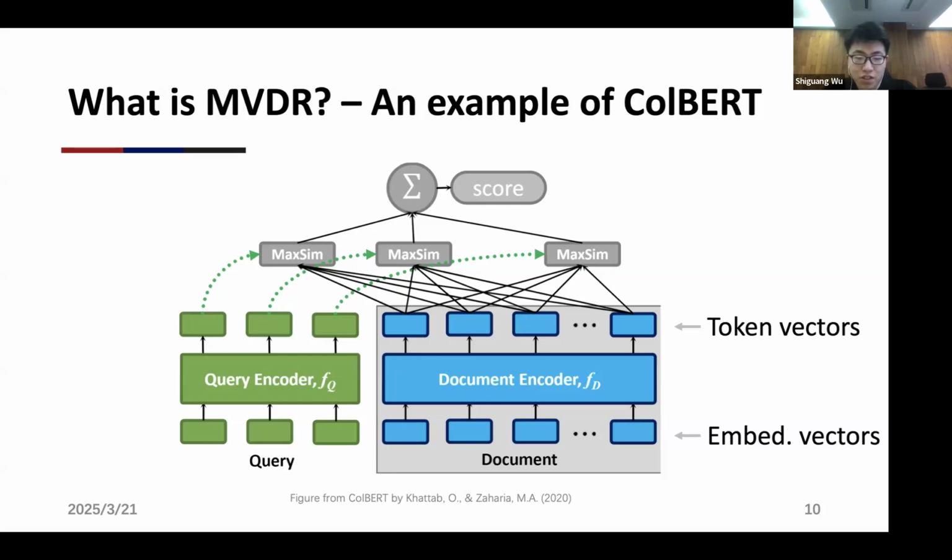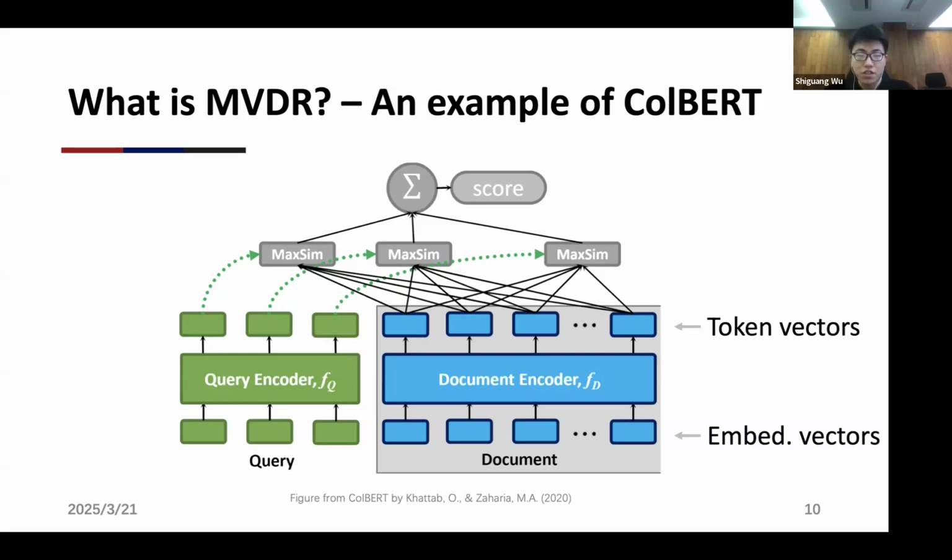There is a document encoder and a query encoder. Before the document encoder, the documents are first projected to the embedding, so we call them the embedding vectors. And after the encoder, the documents are processed into token vectors.